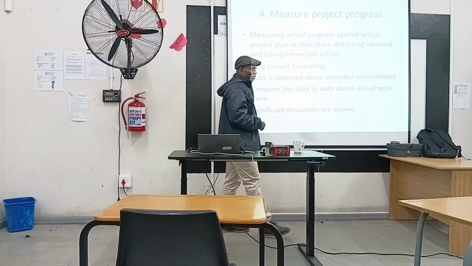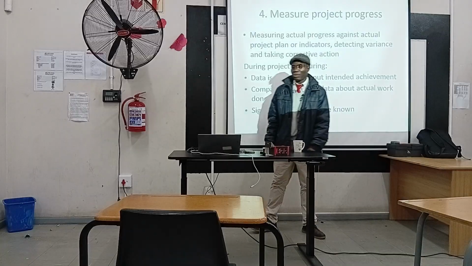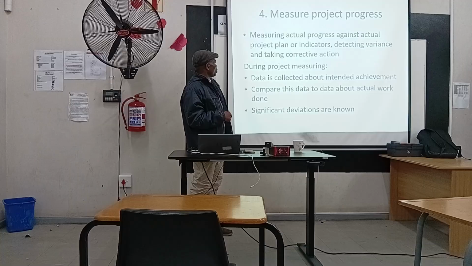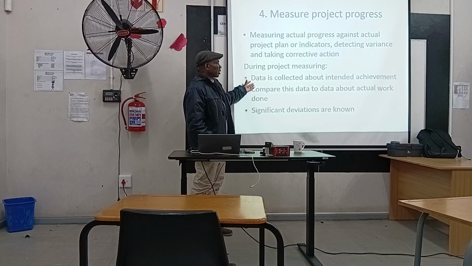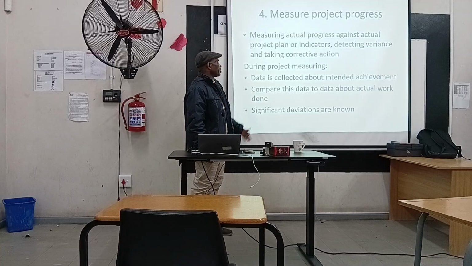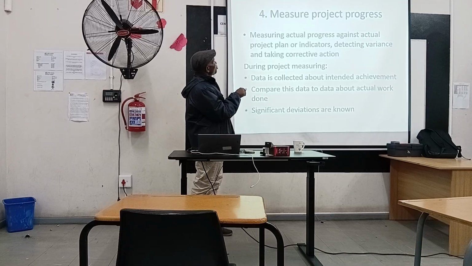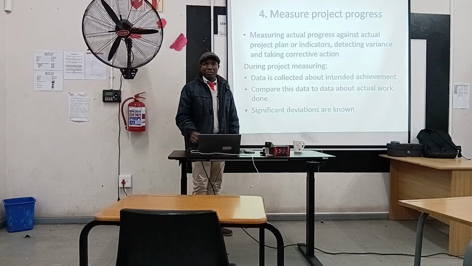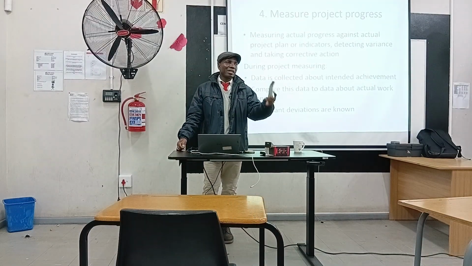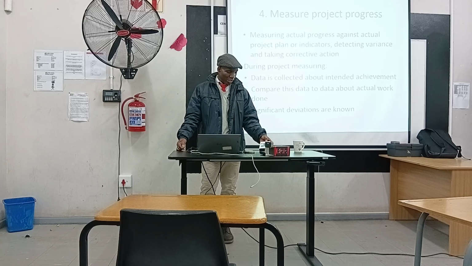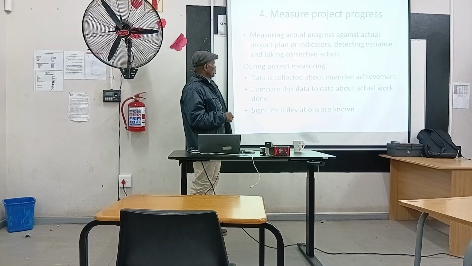When there are variances, what do you do? Do you just leave it, keep quiet? No, you need to look for a way to correct it, right? So during project measuring, what happens? You collect data about intended achievement. What do we mean by intended achievement? Intended achievement is based on your project plan. That is what you set out to achieve or what you decided on when you were preparing your project plan.